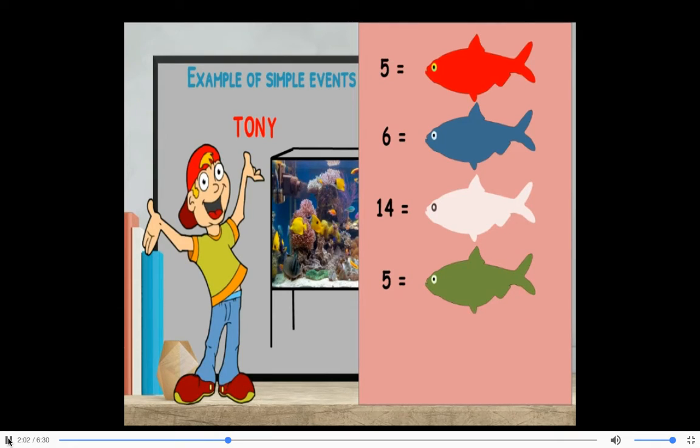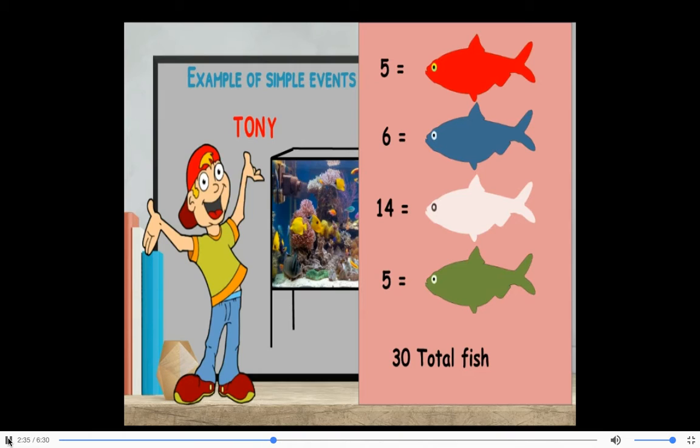To figure or calculate this probability, Tony needs to determine the total number of fish in his aquarium. Tony needs to add 5 red fish, 6 blue fish, 14 white fish, and 5 green fish, for a total of 30 fish. Tony must also know the number of favorable outcomes. In his tank, there are only 6 blue fish. So, his number of favorable outcomes is 6.